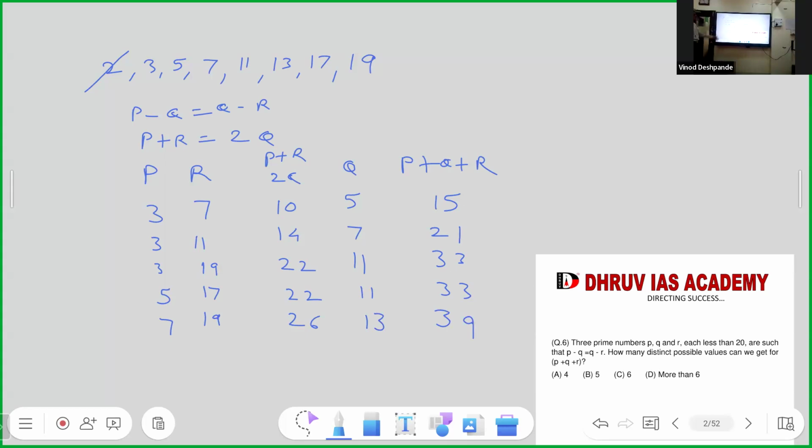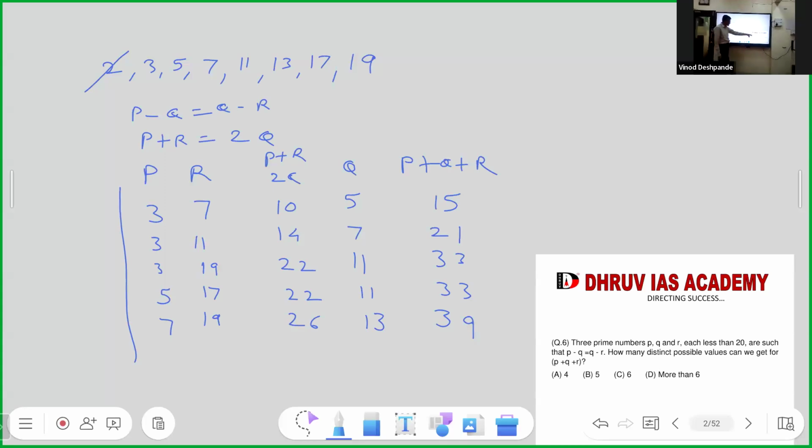Okay. Now next combinations, 11 and 13 will give us an even number 24, but then 12. 11 plus 17 is 28, so Q will be 14, which we don't want. 11 plus 19 is 30, so Q should be 15, which is not a prime. 13 plus 17 again 30, 13 plus 19 is 32, so Q should be 16, that is not, and 17 plus 19 is 36, so Q will be 18, which we don't want. So that means these are the 5 combinations. Okay, so 5 different combinations of PQR.